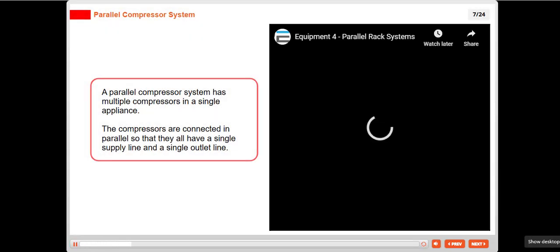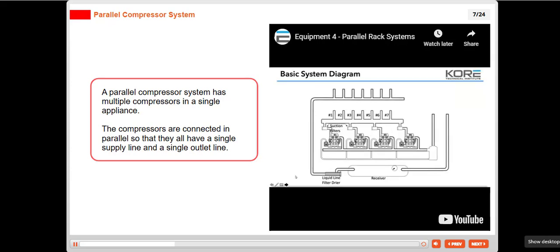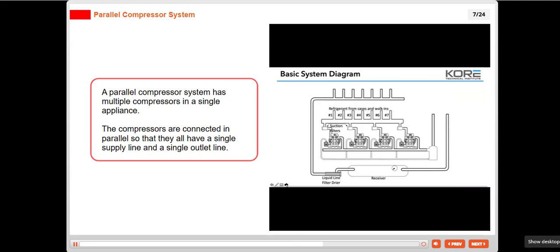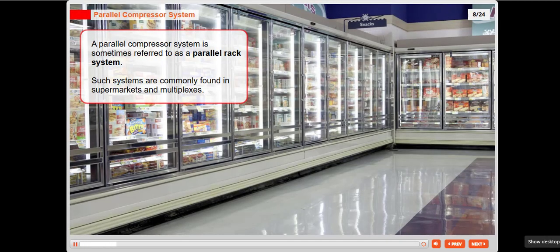A parallel compressor system has multiple compressors in a single appliance. The compressors are connected in parallel so that they all have a single supply line and a single outlet line. A parallel compressor system is sometimes referred to as a parallel rack system. Such systems are commonly found in supermarkets and multiplexes.